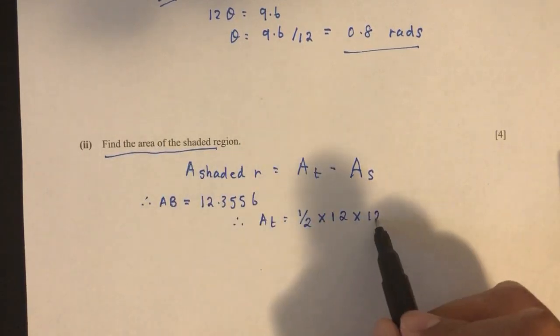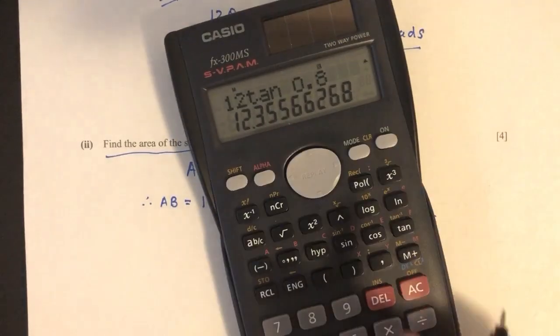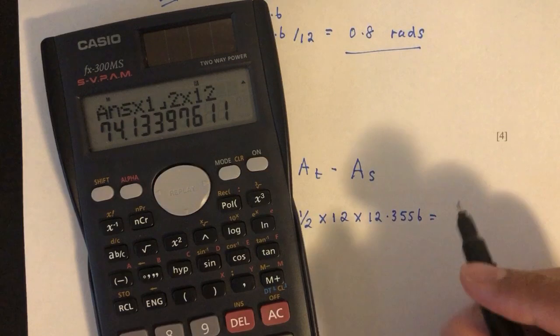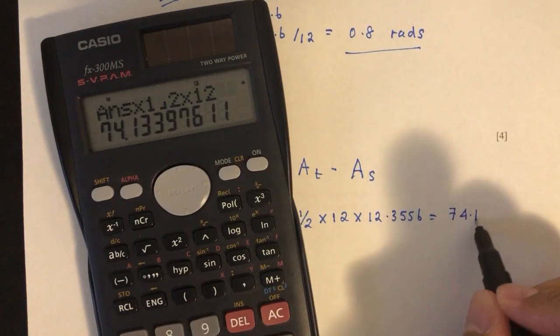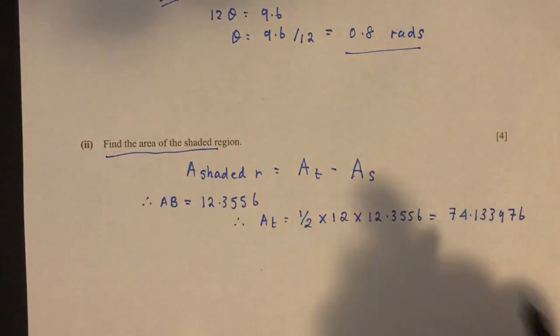So area of triangle will be half times base, which is 12, times height, which is AB, 12.3556. Half times 12 times 12.3556 should give me 74.133976. So that's the area of triangle.